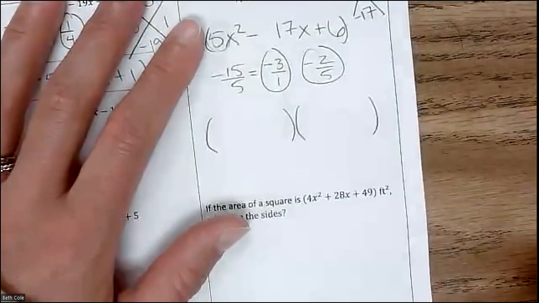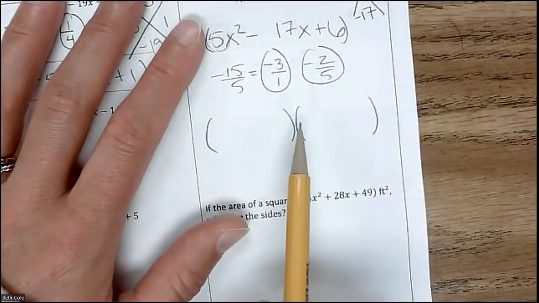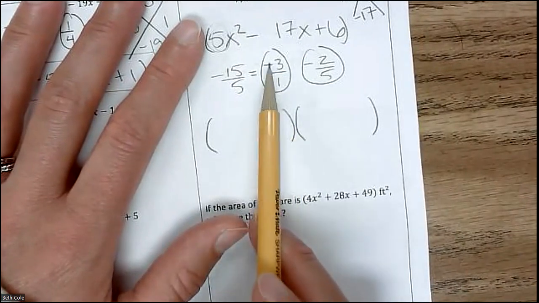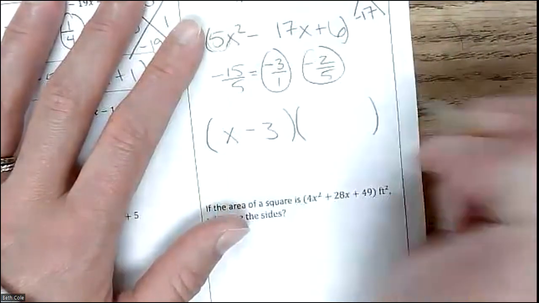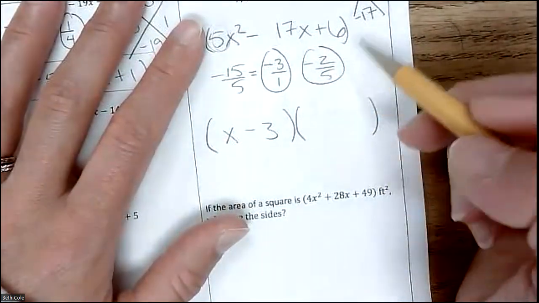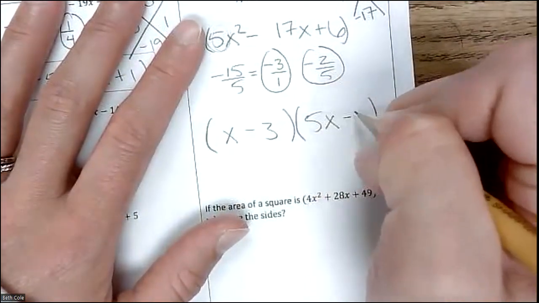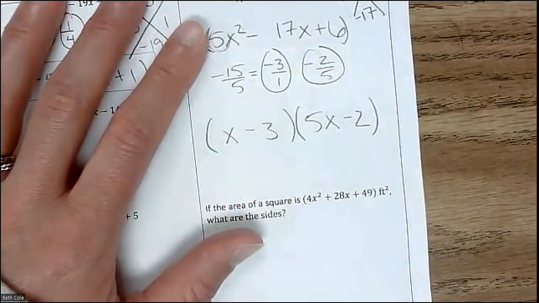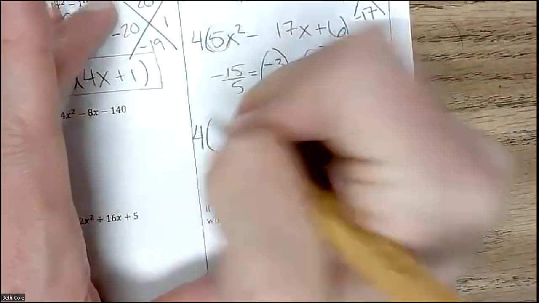Hold on a second. Draw your parentheses. You have to start with the bottom number. So it'll be 1x minus 3. And then what's the other one? 5x minus 2. And then put the 4 back in front.